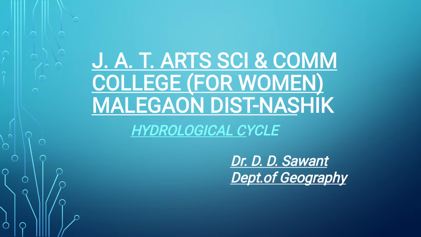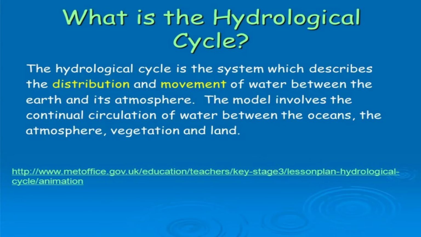Today's topic is the hydrological cycle. So, what is the hydrological cycle? The hydrological cycle is the system which describes the distribution and movement of water between the earth and its atmosphere.